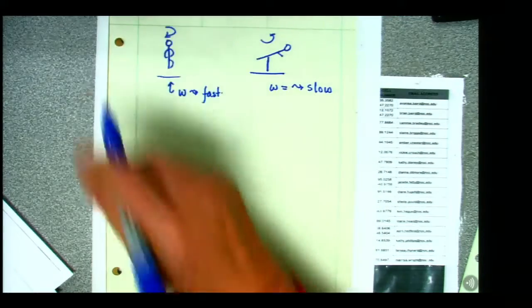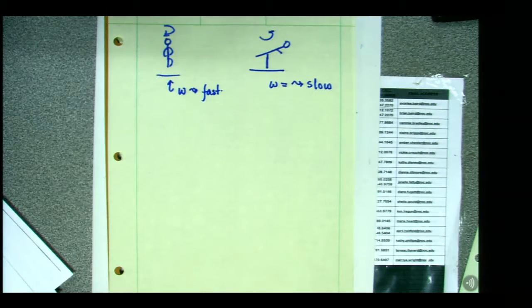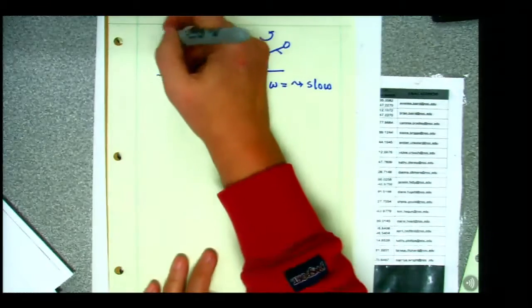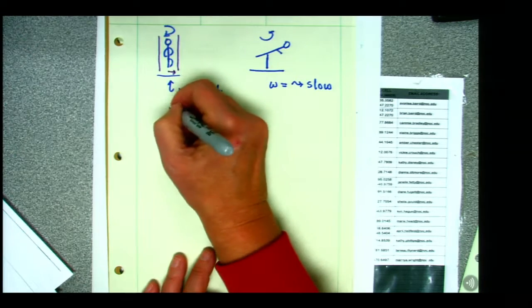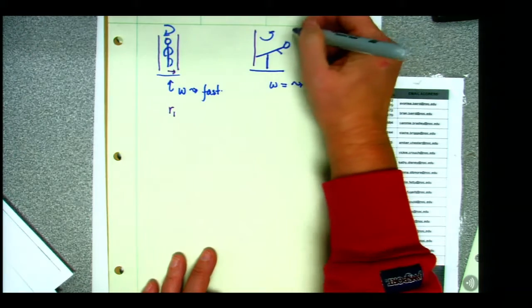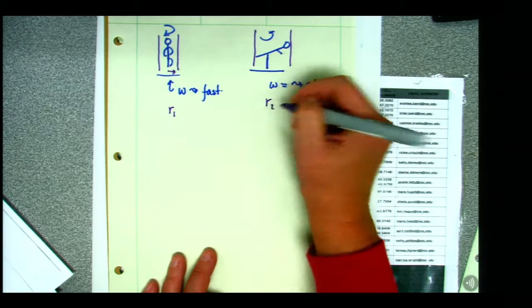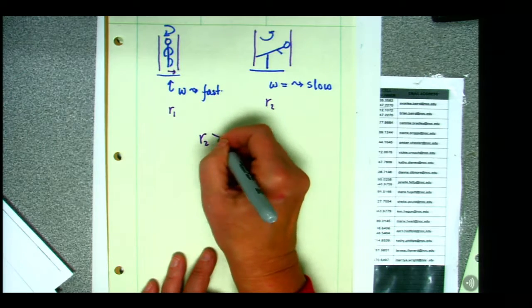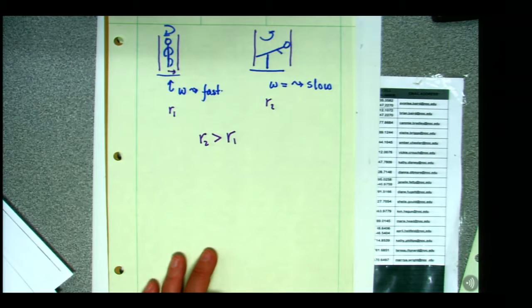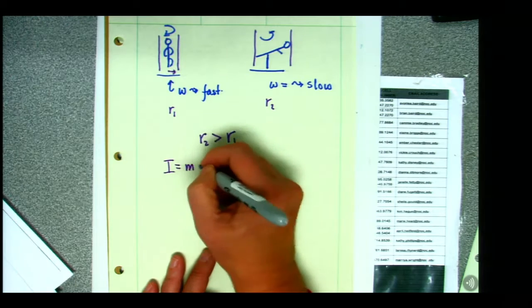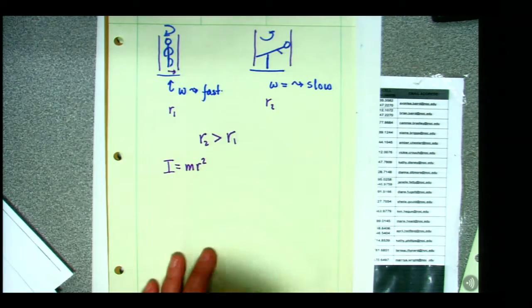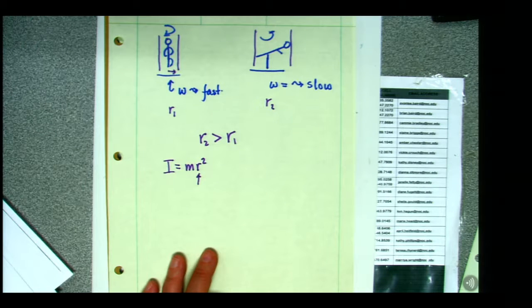One of the things that we know, and I can actually draw it here, is the effective radius of this skater, we call that R1, and the effective radius of this skater, we call this R2. R2 is bigger than R1. And we just saw that I have a moment of inertia that's related to that R.